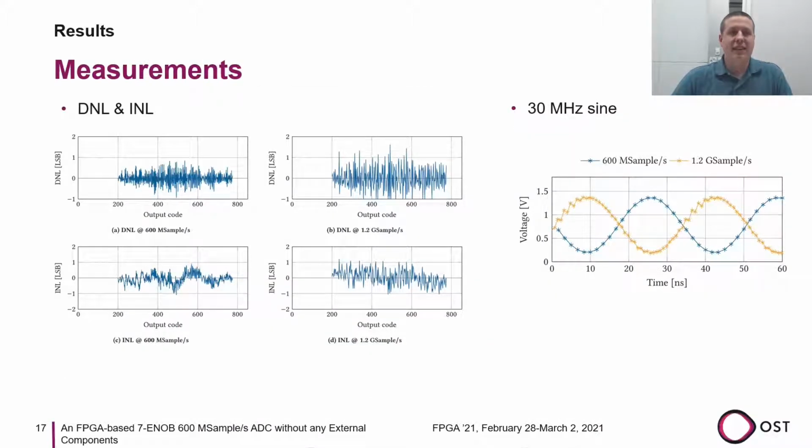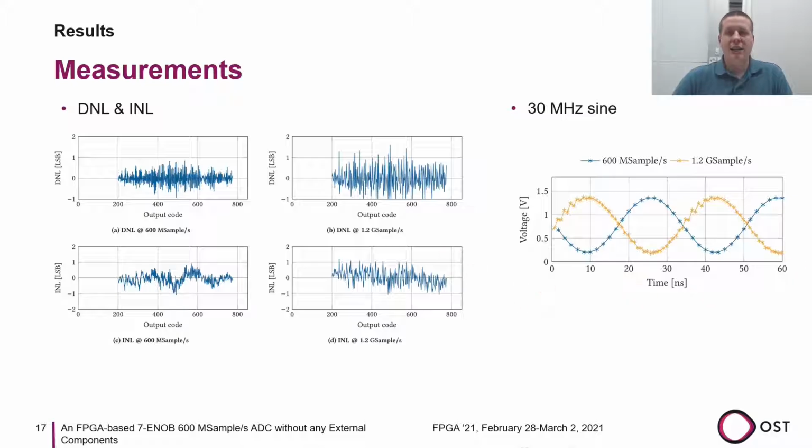On this slide you can see the DNL and INL for both ADC variants. The DNL is in the range of -0.9 to 0.9 bit for the 600 megasample ADC and -1 to 1.6 bit for the 1.2 gigasample version. The INL is -1.1 to 0.9 bit for the slower implementation and -1.1 to 1.2 bit for the faster variant.